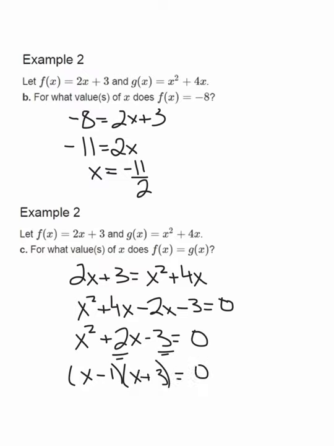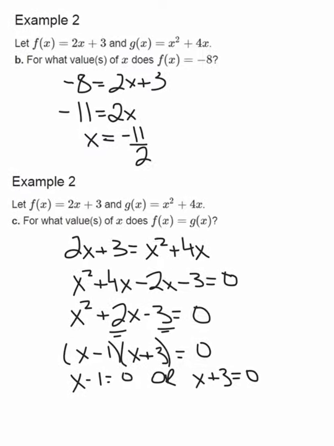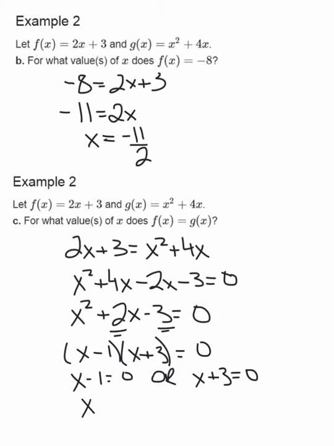If you don't remember how to do this, I think the next section will review that with you. X minus 1 is equal to 0, or x plus 3 is equal to 0. So now here we can solve. So x is equal to 1, that's one of our solutions, or x is equal to negative 3. Remember, it's a quadratic, so it's a parabola, and it's going to have two x-intercepts, which are 1 and negative 3.